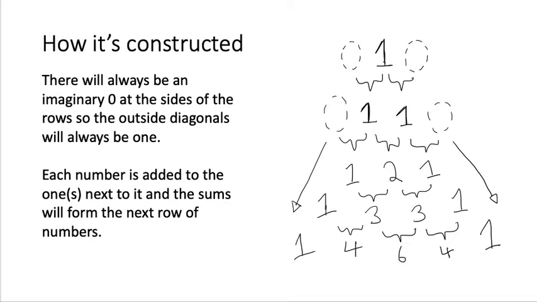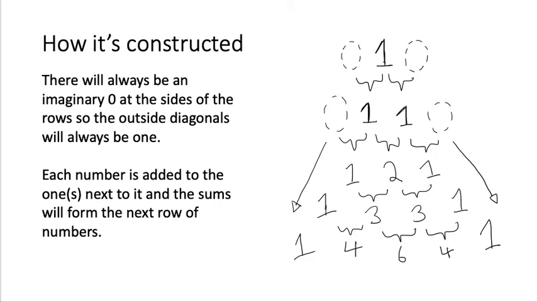Starting with the first number of the triangle, the 1 is surrounded by two imaginary zeros. There will always be an imaginary zero at the sides of the rows, so the outside diagonals will always be 1. Each number is added to the ones next to it, and the sums will form the next row of numbers. Because of this, the rows will go on infinitely.